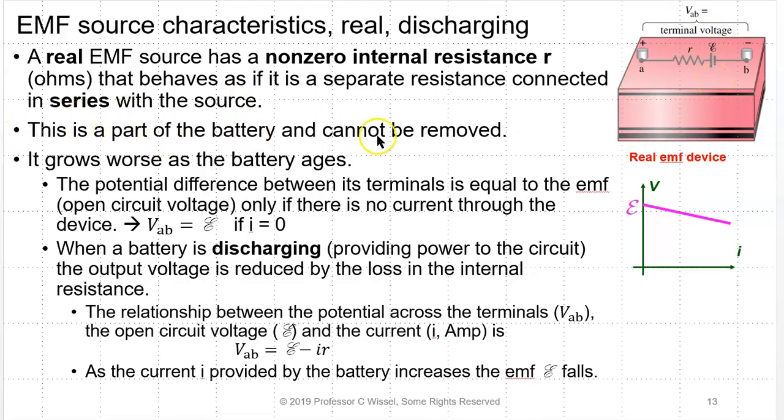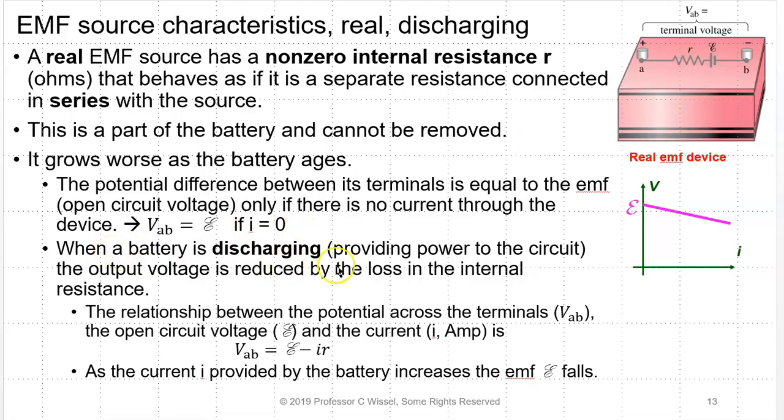This is a part of the battery and cannot be removed. This grows worse as the battery ages. The potential difference between its terminals is equal to the EMF open circuit voltage only if there is no current through the device. In other words, the battery is not supplying current to anything and is not being charged. So VAB equals E only if I in the battery is 0.